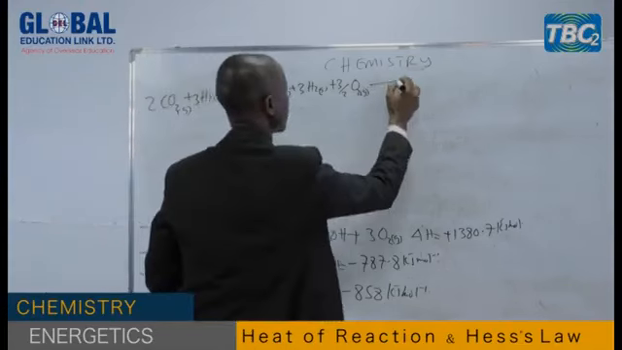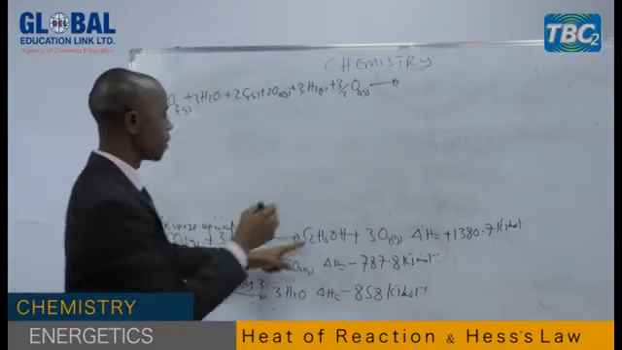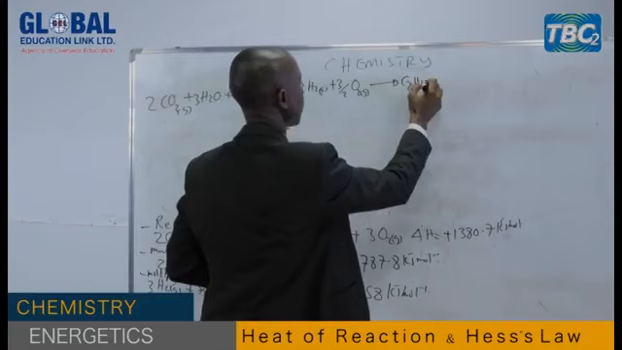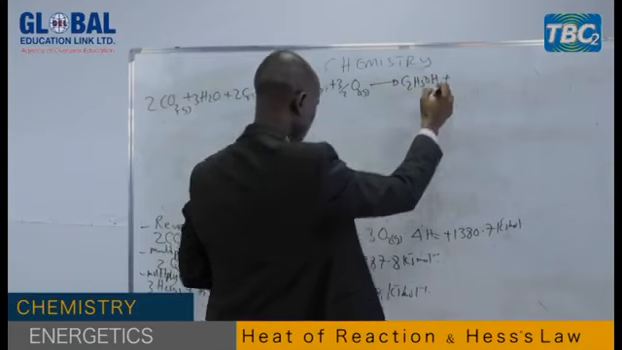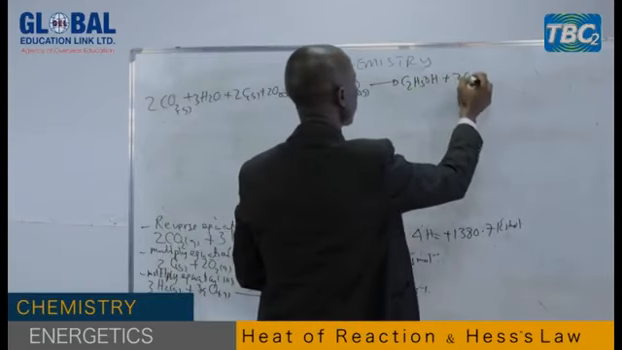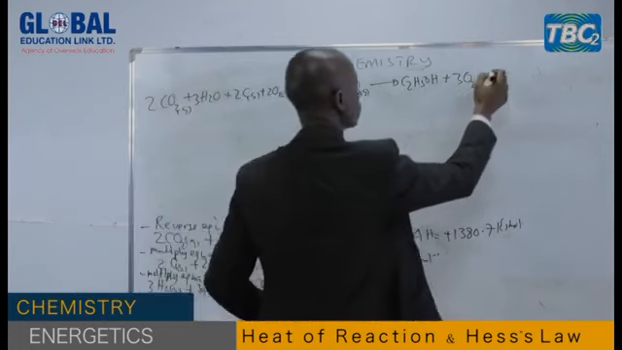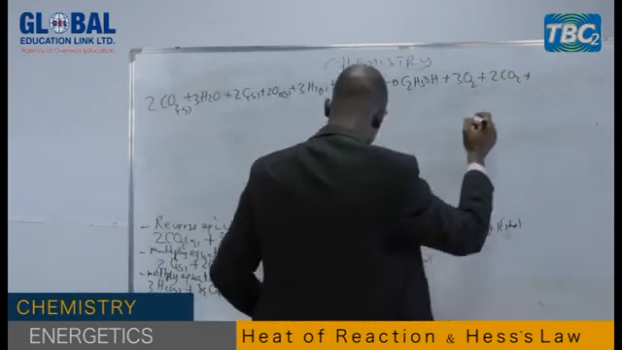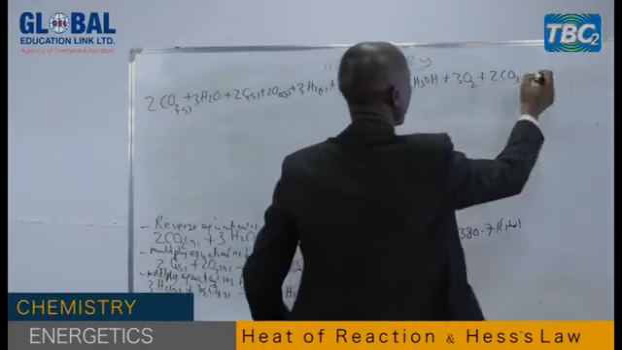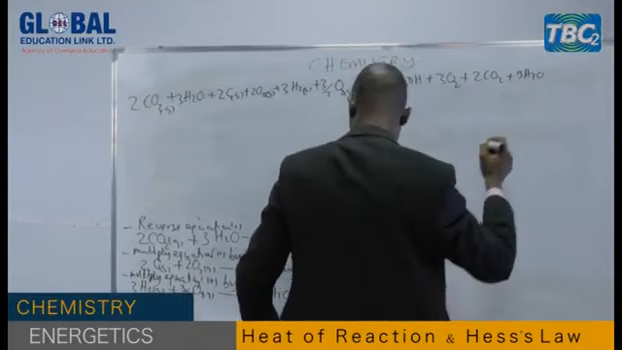Now, what are the products? The products here will be, for the first one, ethyl alcohol. The second one, 3 moles of oxygen gas. For the second equation, we have 2 moles of carbon dioxide. For the third equation, we have 3 moles of water.